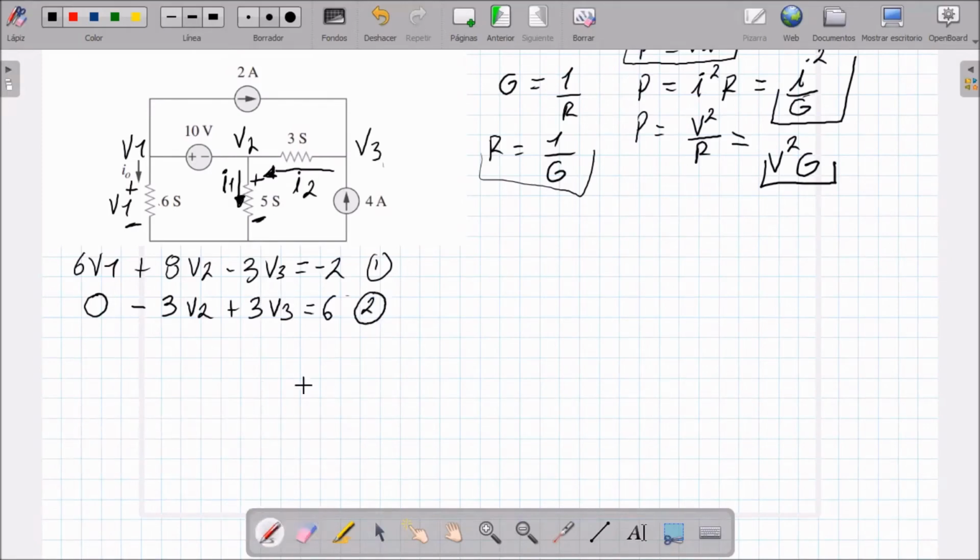Now the next problem we have is that there are 2 equations with 3 unknowns. There is a need for a third equation. Let's observe here. When we work with supernodes, we have to do a KVL. Where is that node? It doesn't matter. Is it this way or this way? I'm going to do it for this one, which seems easier to me.